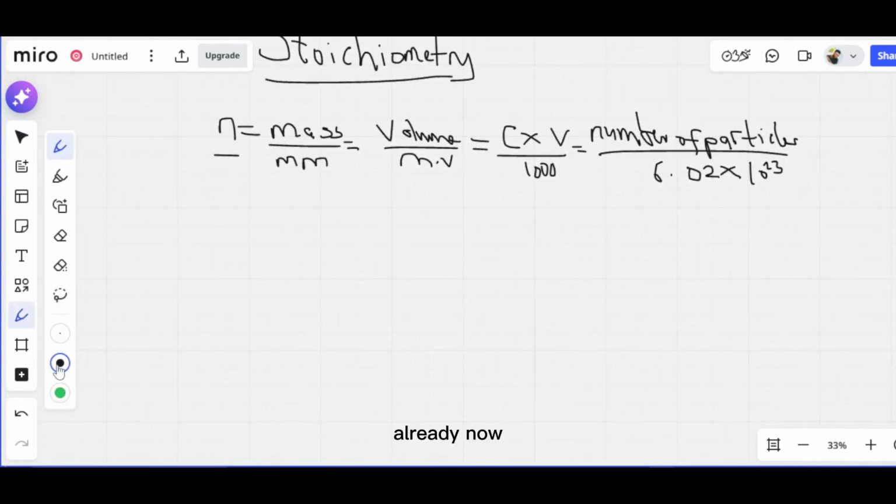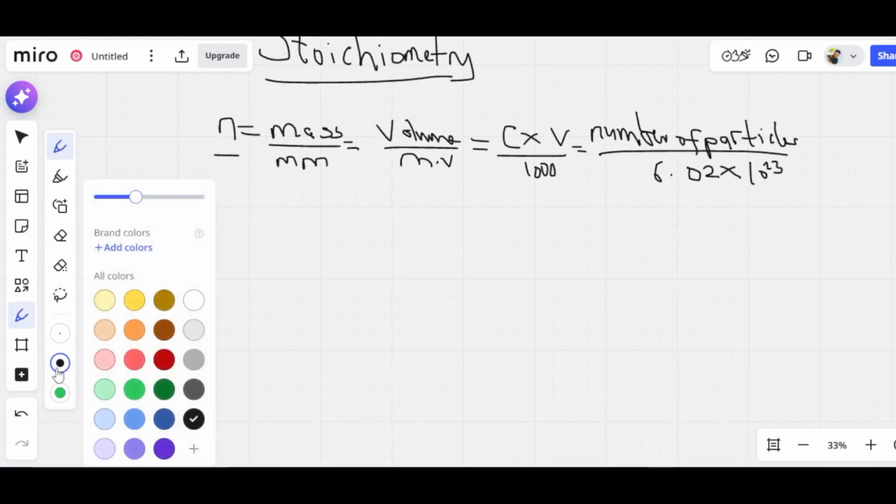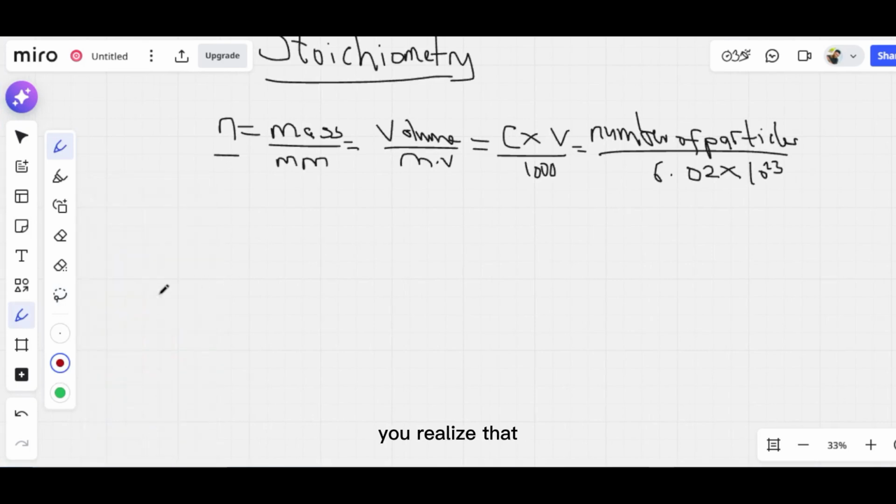Now, let's get into more concepts. In more concepts, you realize that when a chemical reaction occurs, it occurs in a particular whole number ratio. For instance, when carbon reacts with oxygen to produce CO2, you realize that this chemical equation is balanced because this is C, this is C, this is O2, this is O2. And this balanced chemical equation is based on the law of conservation of mass.